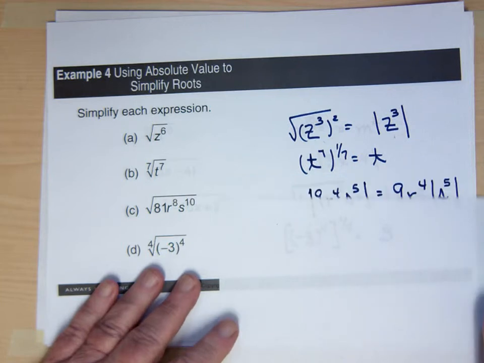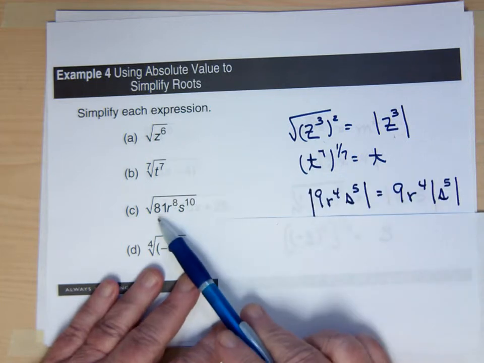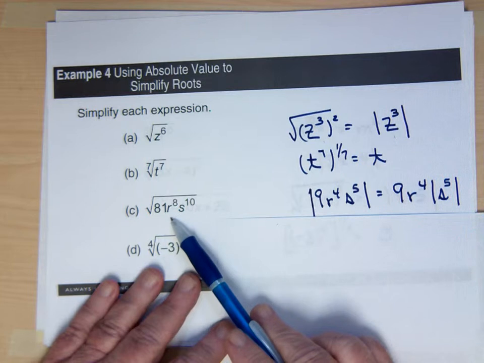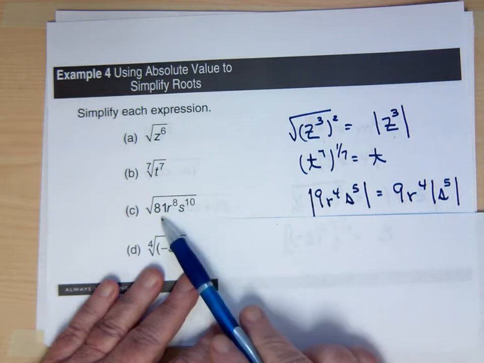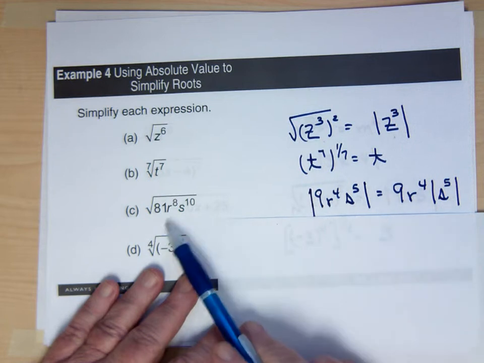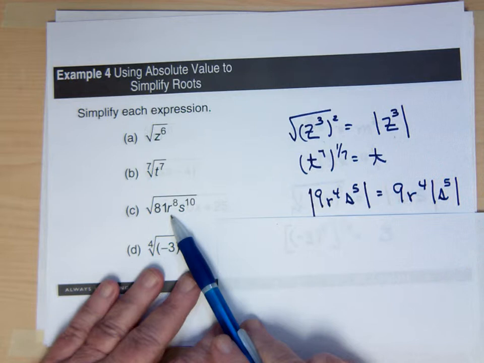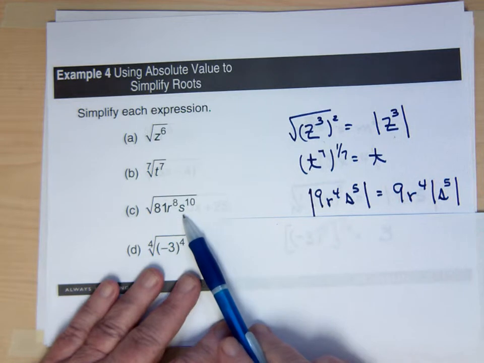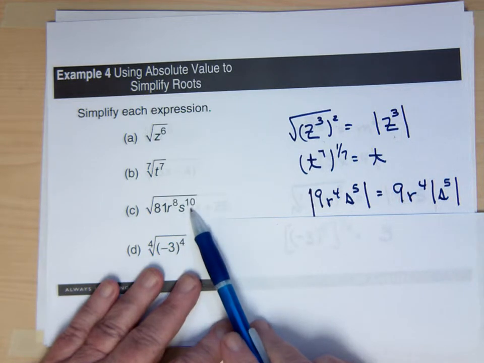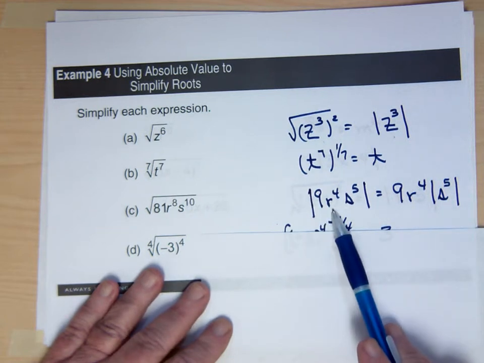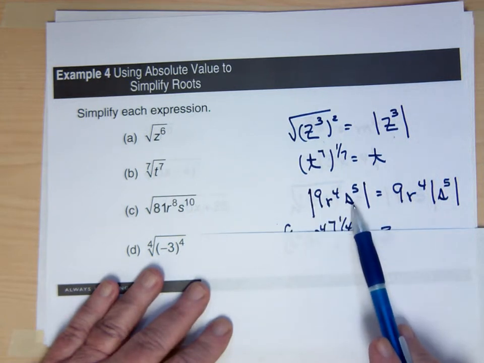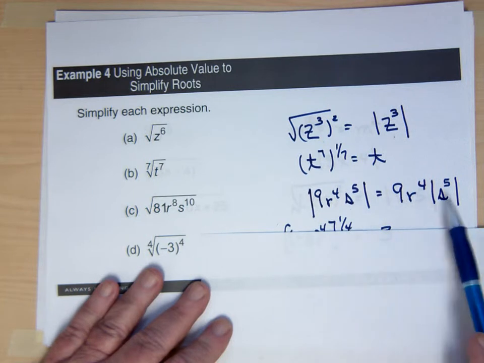Here we're taking the square root of 81, r to the 8th, s to the 10. So the square root of 81 is known to be 9. The square root of r to the 8th is known to be r to the 4, and the square root of s to the 10th is known to be s to the 5. But 9 is a positive number, r to the 4th is always a positive number, but s to the 5th could be positive or negative, so we have to have the absolute value there.